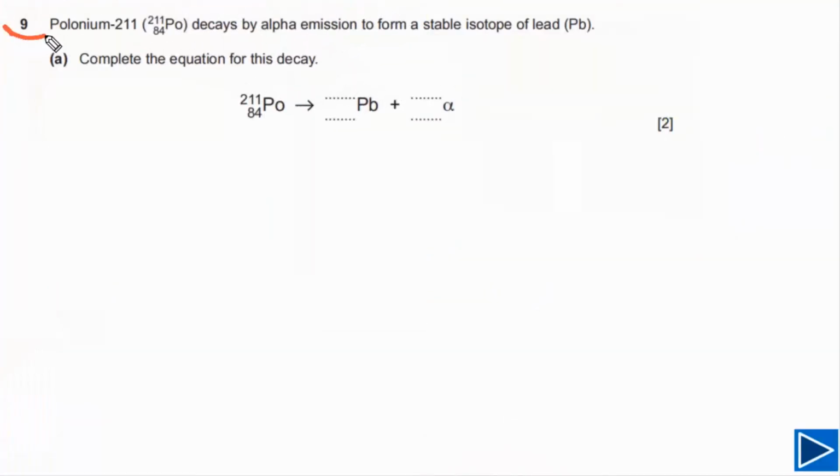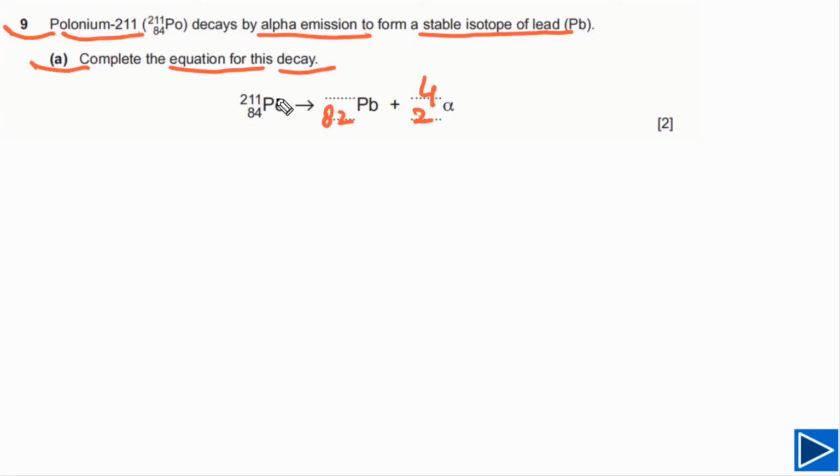For question number 9, it is given to us that polonium-211 decays by alpha emission to form a stable isotope of lead. For part A, we need to complete the equation for this decay. It is given to us this is alpha decay. So first of all, we can write down the atomic number and mass number for the alpha particle. Now we have to complete this one. So this is 84 minus 2, so this one has to be 82.